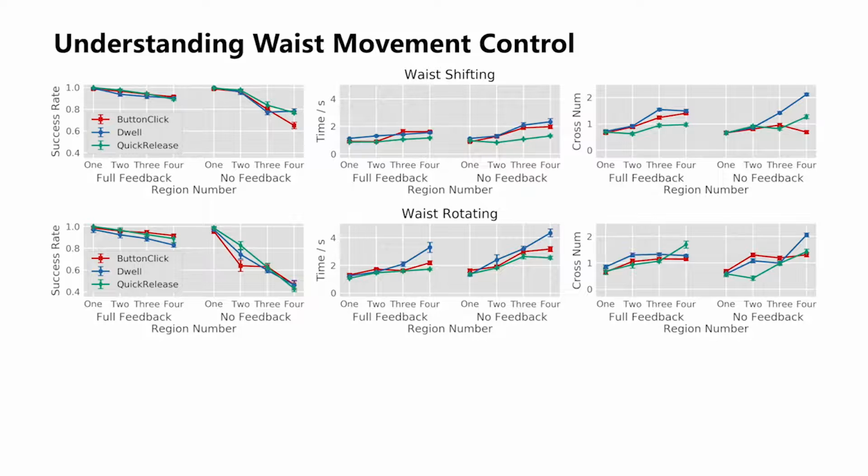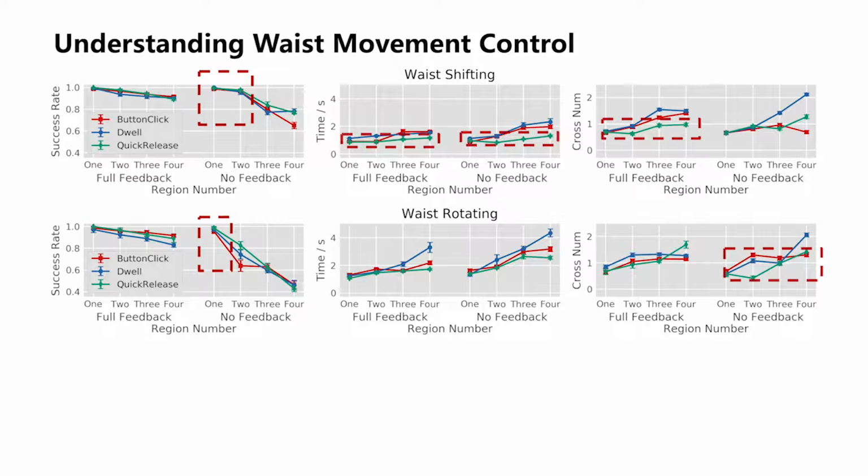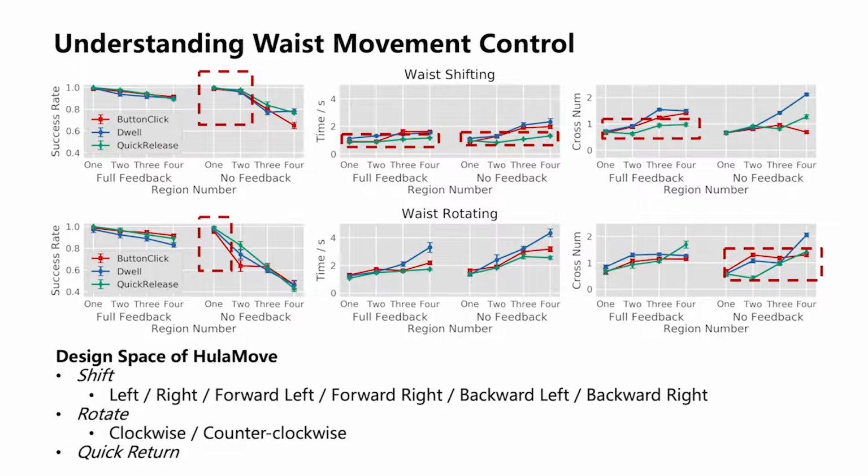Our results show that users can easily distinguish 8 shifting directions and 2 rotation directions, and that quick return outperforms other confirmation techniques. Based on the results of the first study, we developed the design space of HulaMove that can be easily performed and socially appropriate, leading to 8 waist gestures. We removed shifting forward and shifting backward gestures as they are considered socially awkward.